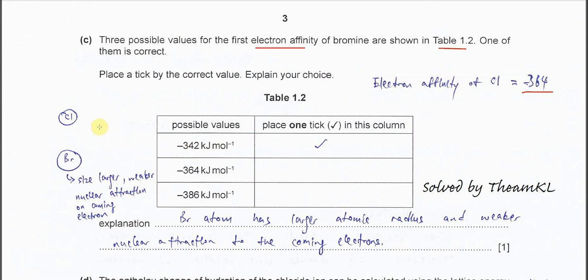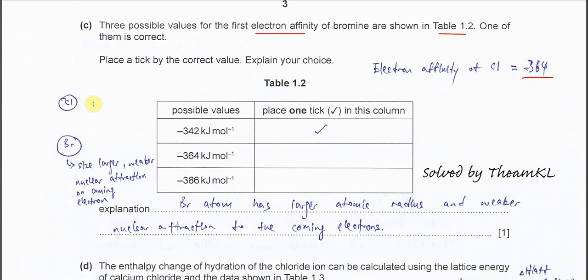Okay, then you need to know the difference between chlorine and bromine. Chlorine's size is smaller than bromine. Bromine, because size is larger, so the nuclear attraction is weaker. Weaker to what? Weaker to the incoming electron. Because in order to gain an electron, the nuclear attraction is important, because it will try to attract the incoming electrons.